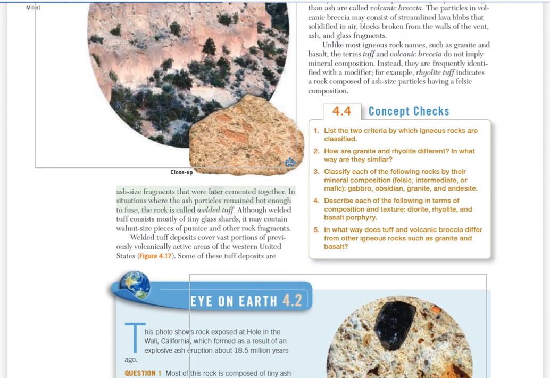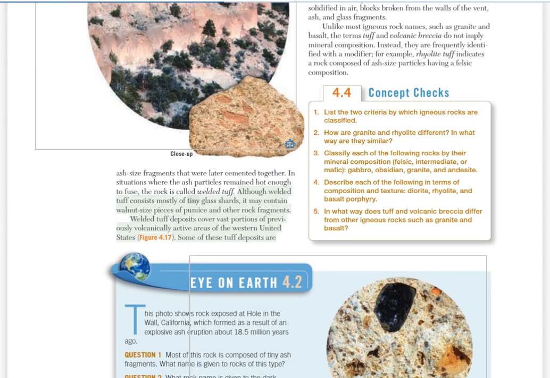Ash-size fragments that were later cemented together. In situations where the ash particles remained hot enough to fuse, the rock is called welded tuff. Although welded tuff consists mostly of tiny glass shards, it may contain walnut-sized pieces of pumice and other rock fragments. Welded tuff deposits cover vast portions of previously volcanically active areas of the western United States.